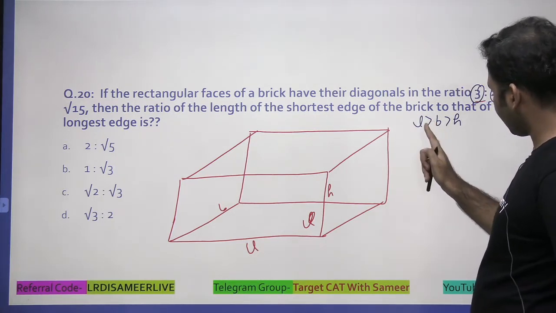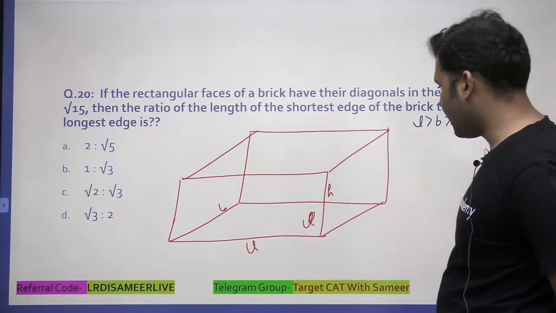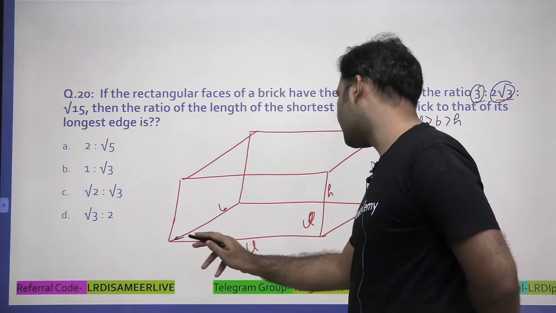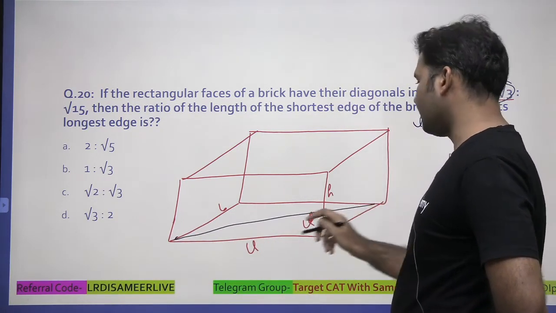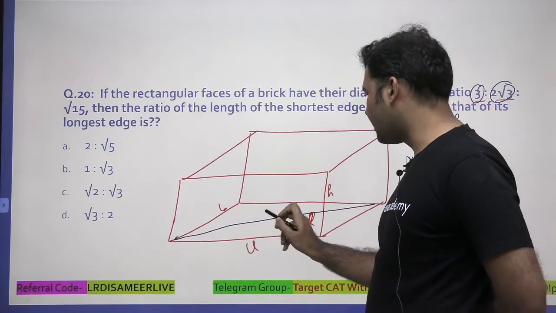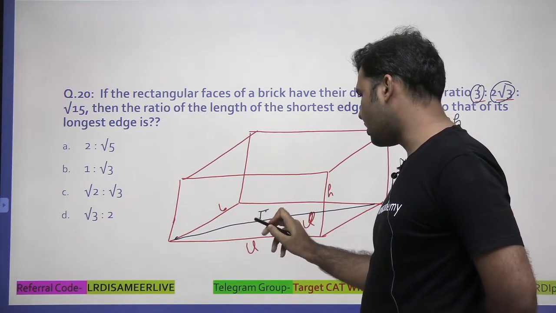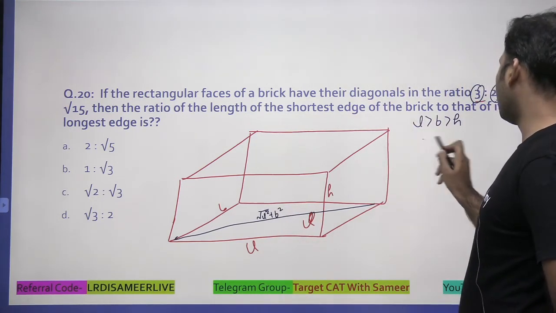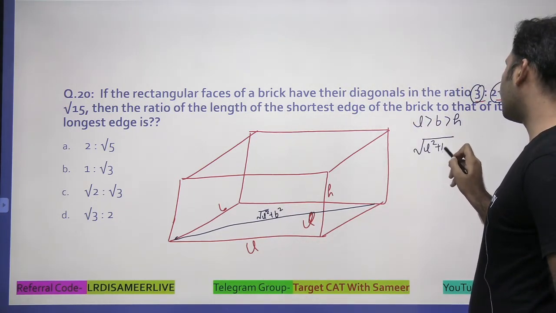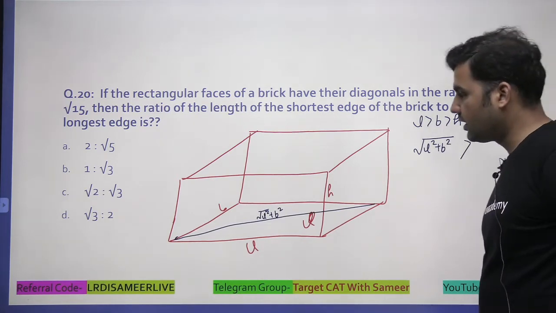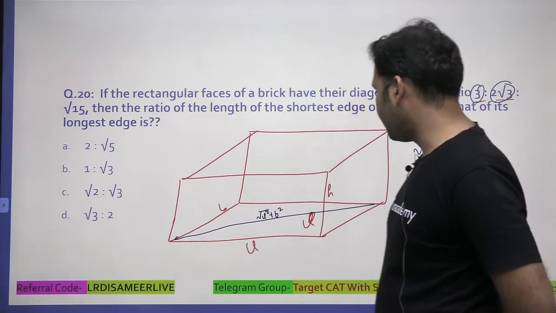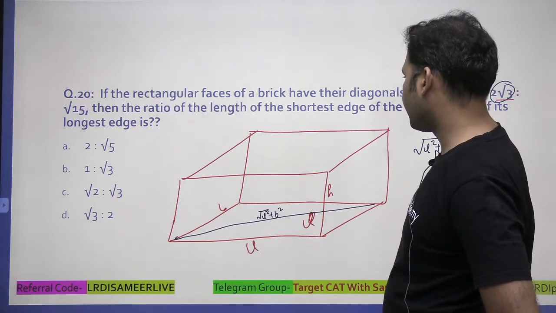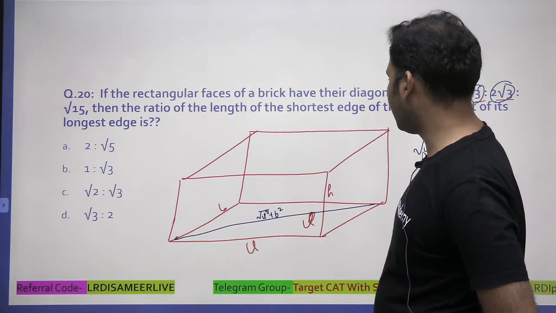Now, if I'm saying that L is greater than B is greater than H, can I say the longest diagonal will be this, right? The longest diagonal will be this, which will be made of L and B. The diagonal is root of L square plus B square, right? Now, root of L square plus B square is the longest diagonal, and the second diagonal must be made of L and H. This must be the face, this diagonal.